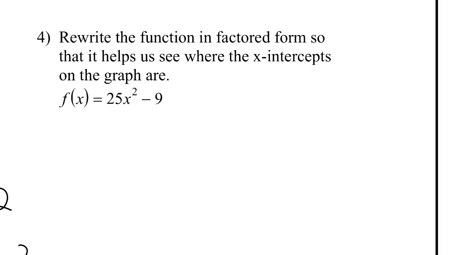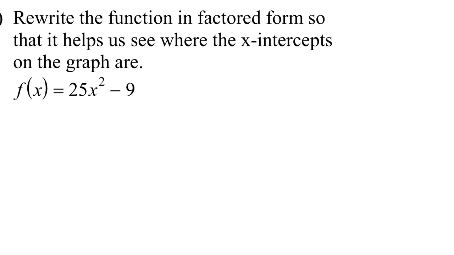Write the function in factored form so that it helps us see where the x-intercepts on the graph are. Well, when I look at this function, what I notice is that this is a difference of squares. 25 is 5 squared, and we have x squared, and 9 is 3 squared. So it's a difference, a subtraction, of 2 squares.